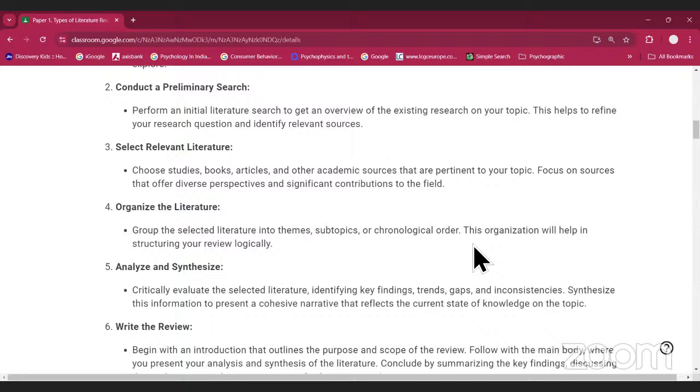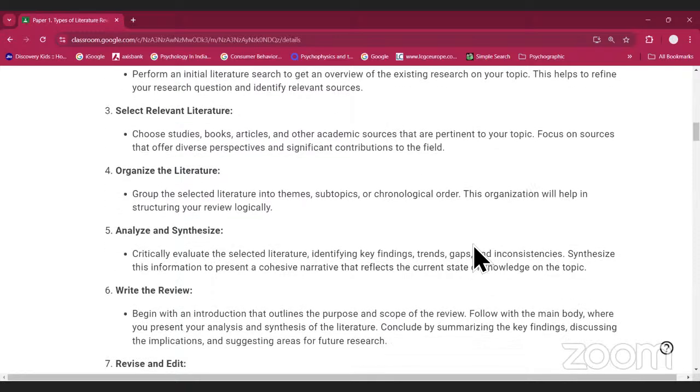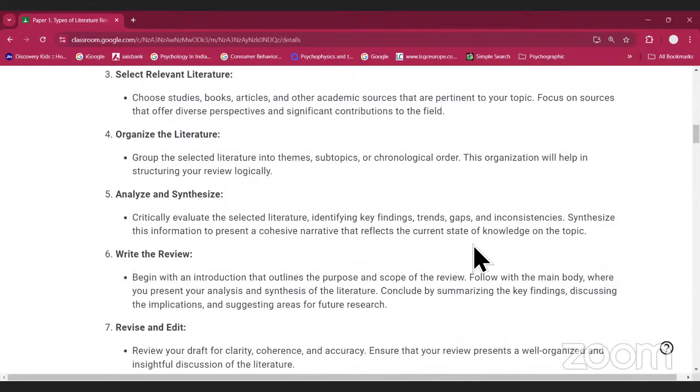Number 6, write the review. Begin with an introduction that outlines the purpose and scope of the review. Follow with the main body where you present your analysis and synthesis of the literature. Conclude by summarizing the key findings, discussing the implications, and suggesting areas for future research.